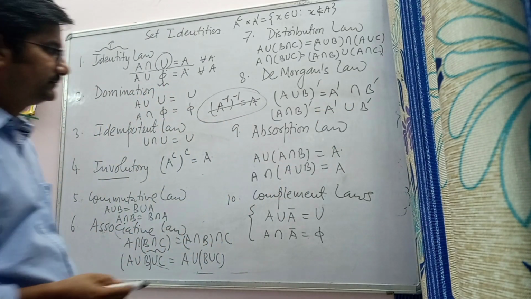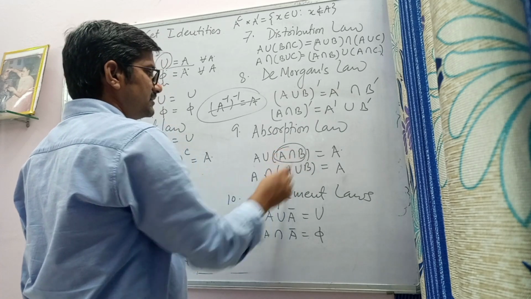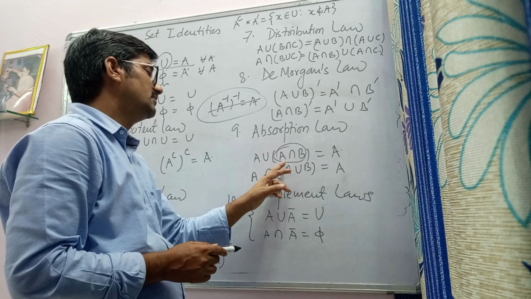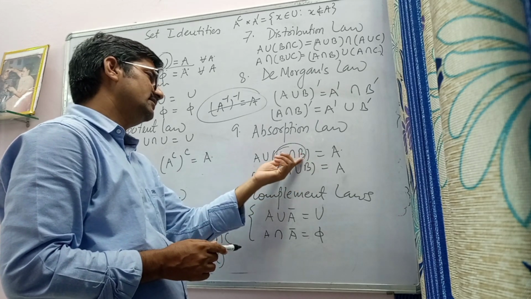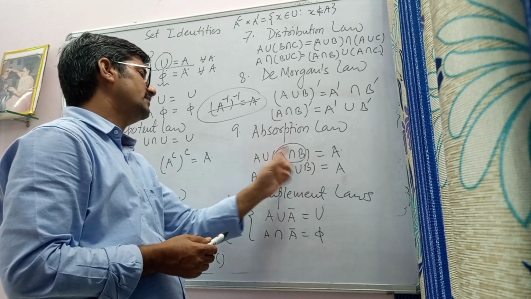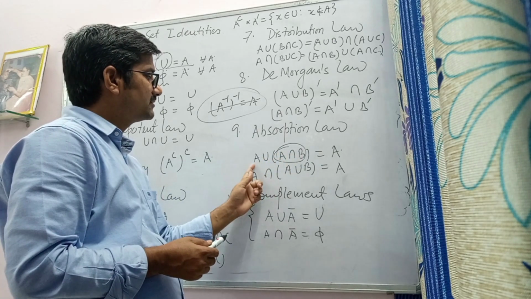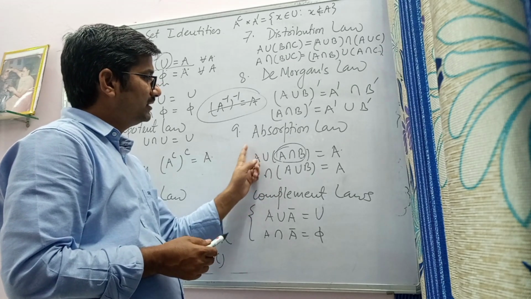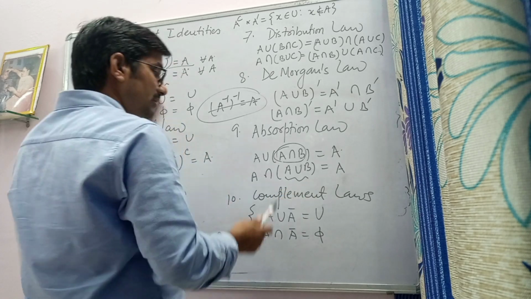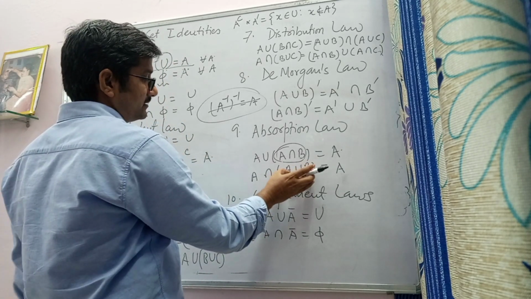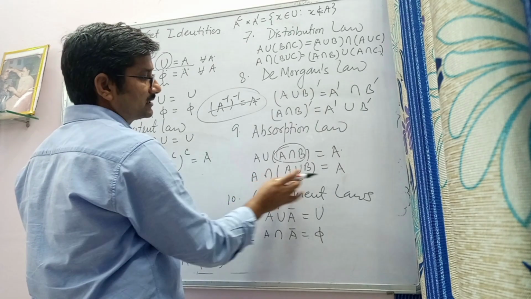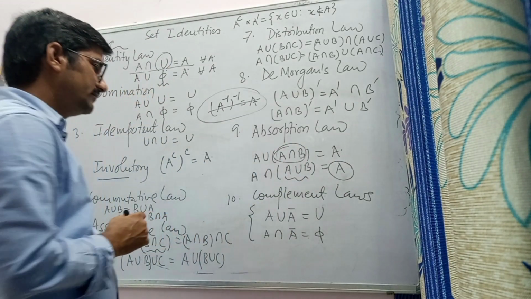Absorption law. The intersection of two sets is smaller than each of the sets. Okay, sorry, A union B is greater, meaning bigger. The intersection is the smallest set from A and B. So the union of this set and this one, because this set is bigger, will absorb A intersection B. And similarly, A union B is bigger than both the sets, so this set will absorb it after the intersection operation. So you will get A here.